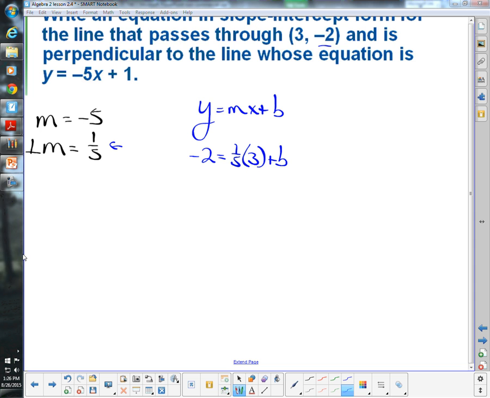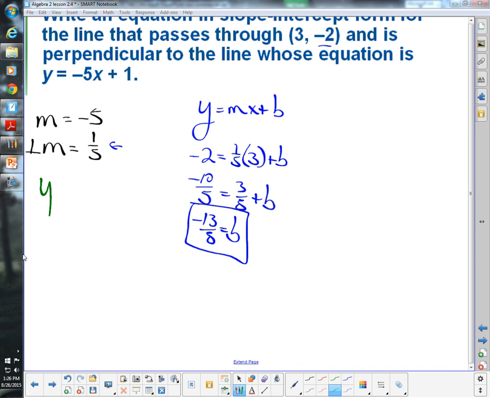Change -2 in terms of fifths. 2 times 5 is what? That's -10 fifths. What's -10 minus 3? -13 fifths. All right, I've got my slope. I've got my y-intercept. I've got an equation now. Y equals -5x minus 13/5.